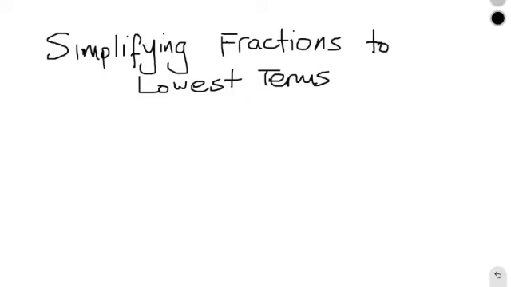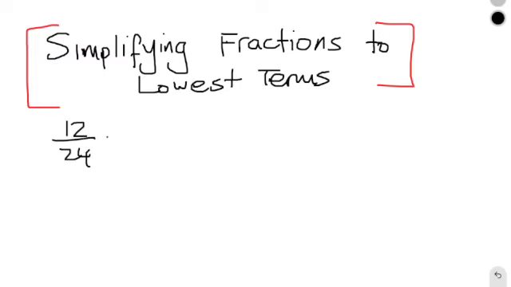In this video, we're going to take a look at how to simplify fractions to the lowest terms. And by that we mean, for example, if we see a fraction that says 12 over 24, how do we know, or what procedure can we follow to simplify it to 1/2?